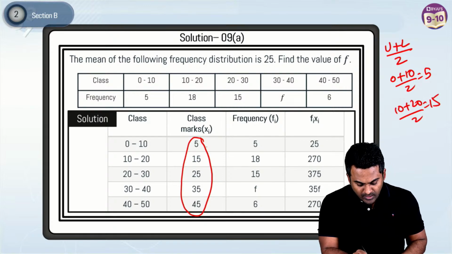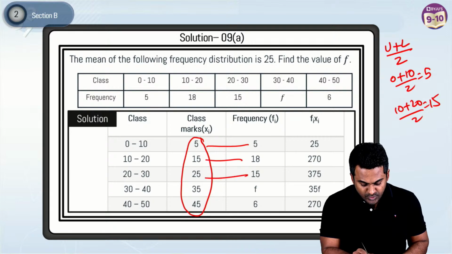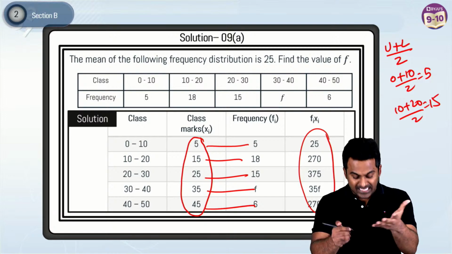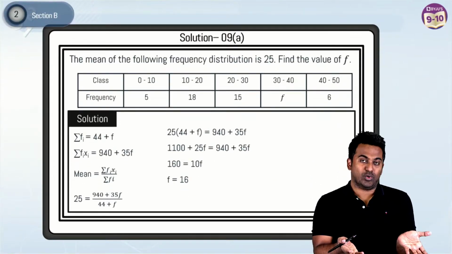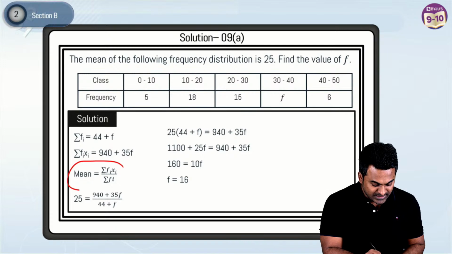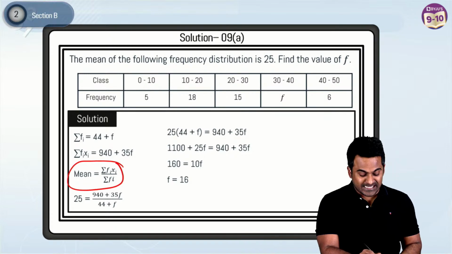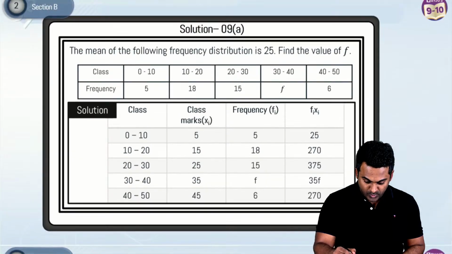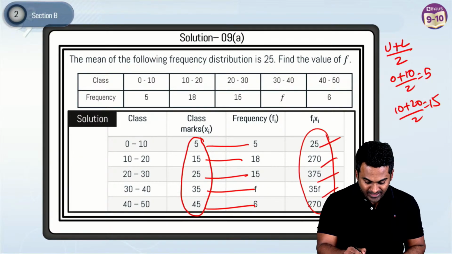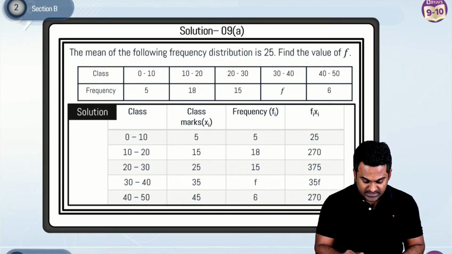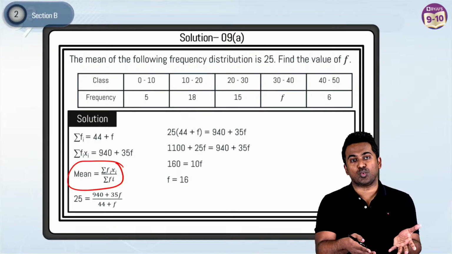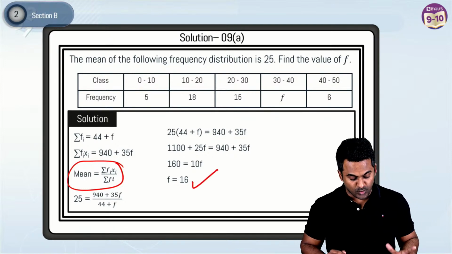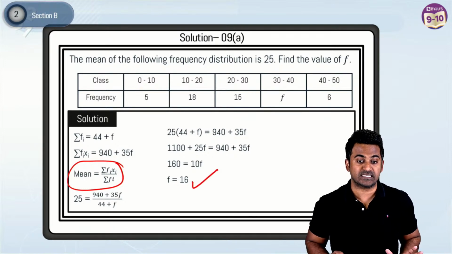And then you figure out class mark multiplied by frequency. So multiply these numbers, and this is what you get, the product of frequency and the class mark. And in the next step, well, this is what you need to do. Mean formula is this, sigma fi xi divided by sigma fi. Sigma fi xi means, what are you going to do? You're going to add all of these, and sigma fi means you're going to add all of these, and then divide that. It is equal to 25, cross multiply, make your calculations carefully, and then you will get the value of F as equal to 16.